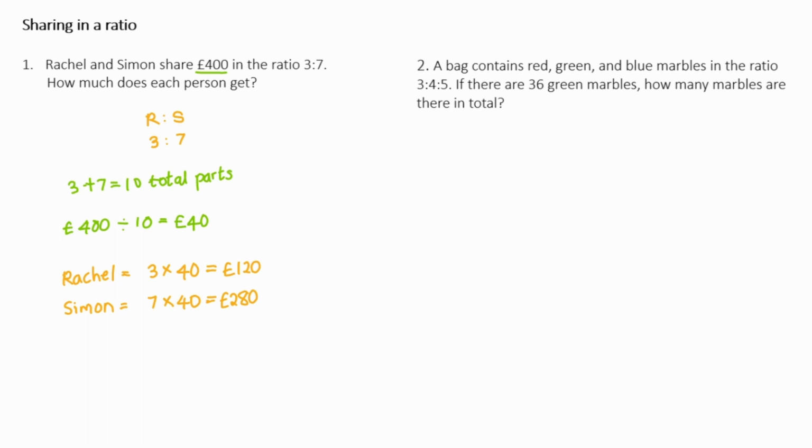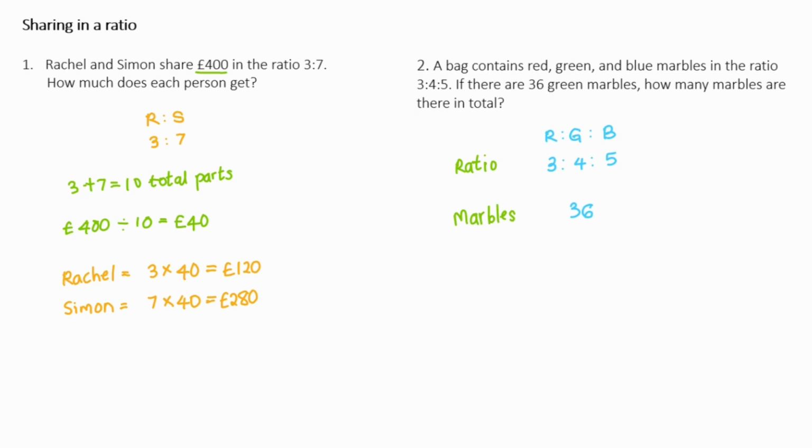For number 2, we are told a bag contains red, green, and blue marbles in the ratio 3:4:5. If there are 36 green marbles, how many marbles are there in total? So first, we can begin by writing down our ratio of red to green to blue marbles, which is 3:4:5. We are then told that there are 36 green marbles, so under the green, we can write 36 as the number of green marbles, and we are asked to find how many marbles there are in total.